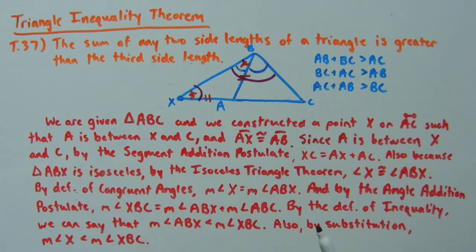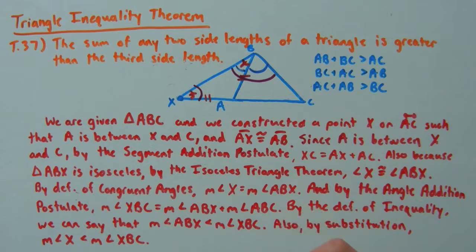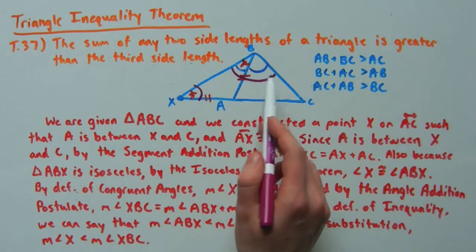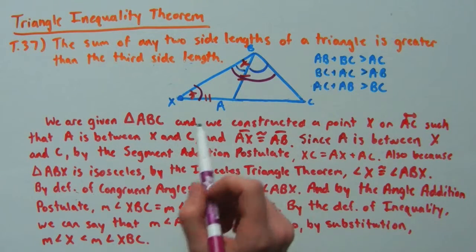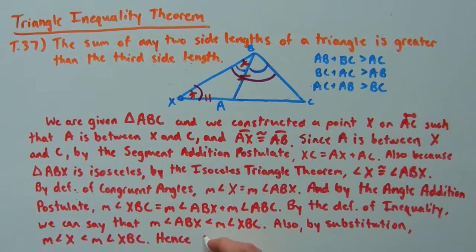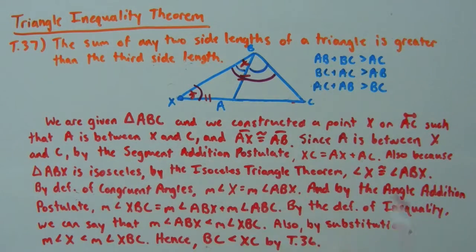But remember the theorem we did in the last video, T36, the theorem that I nicknamed large angle, long side. It says that if two angles of a triangle are not congruent, which these two are not, then the larger angle is opposite the longer side. Since XBC is the larger angle, then side XC is greater than side BC, the side opposite the smaller angle. Hence, BC is less than XC by theorem 36, T36 for short.